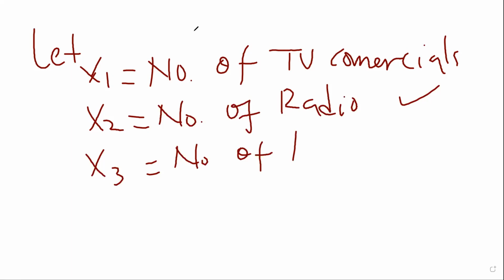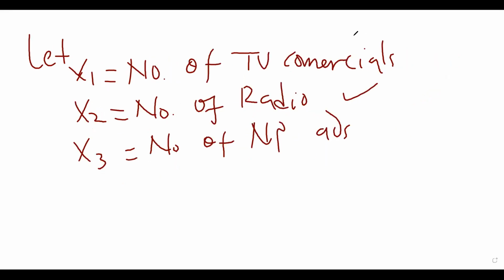It says newspaper ads. Okay, the number of newspaper ads. So that is exactly what it has to be. All right. So that is how you have to define. You got to learn how to define your decision variables, because you will always be dealing with these decision variables, and it's important that you master how to handle them.